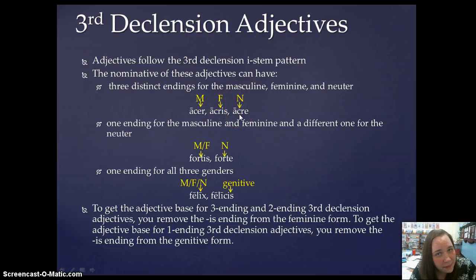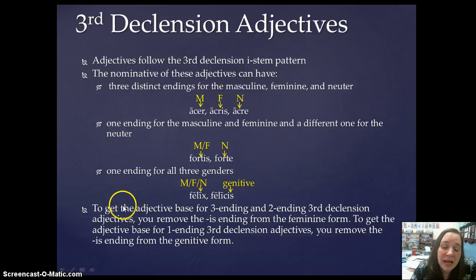The majority of third declension adjectives are going to have just one ending in the masculine and feminine nominative singular, and then a distinct one for the neuter. So all masculine and feminine adjectives of this type are going to have fortis, whereas the neuter is forte. And then there's one in which the nominative singular is the same for masculine, feminine, and neuter, and is only distinctive in the genitive, and the genitive is now important for the base.